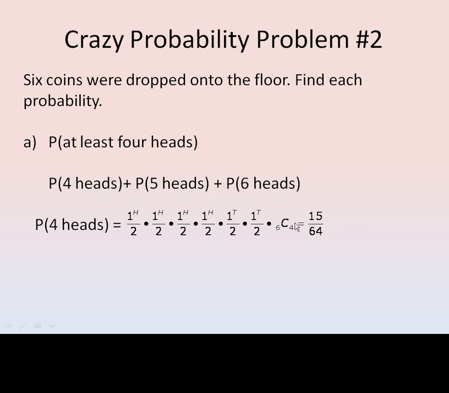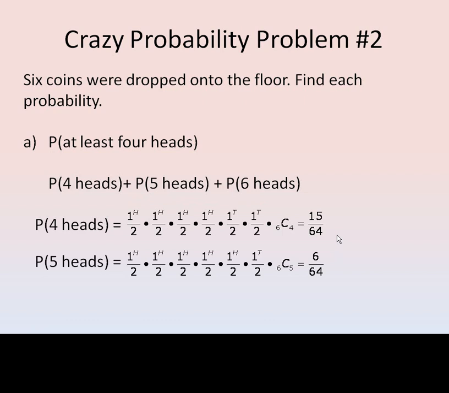To account for that, we want to get 4 specific coins being heads or tails. We're going to do 6 choose 4. When we multiply this out, it gives us 15 out of 64. Probably around 20%.